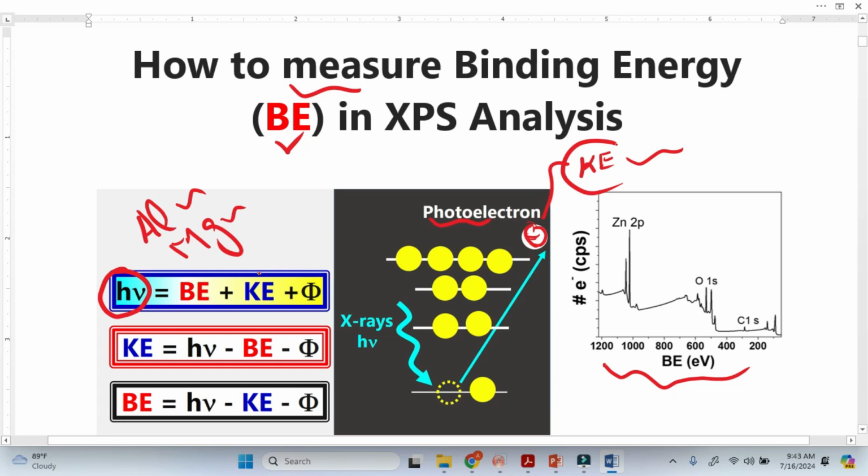So this is the kinetic energy of these electrons here. And this is the work function. This is the additional energy required by the spectrometer to take the electrons from the spectrometer surface. It is a constant value, equivalent to 4.6 electron volts, a very small value here, right? So now, if we rearrange this equation, everything is given here.